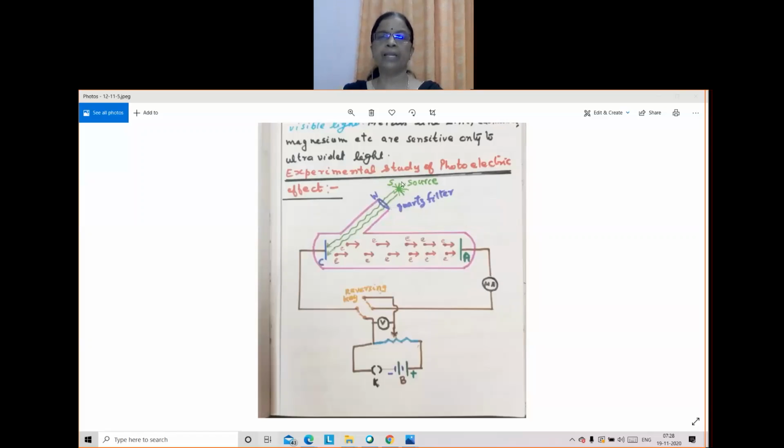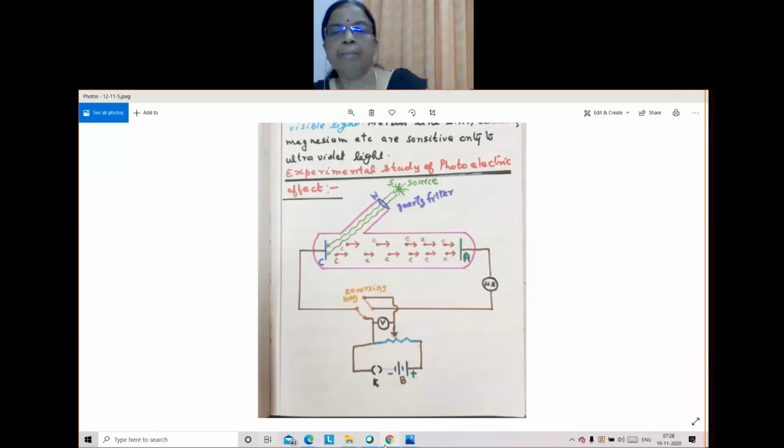Actually, when light is incident, electrons will be ejected, but they will not reach here. They are stopped there itself. So that potential is known as stopping potential. So how will you define stopping potential?